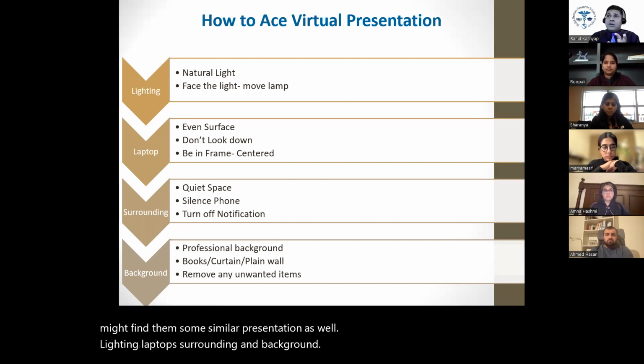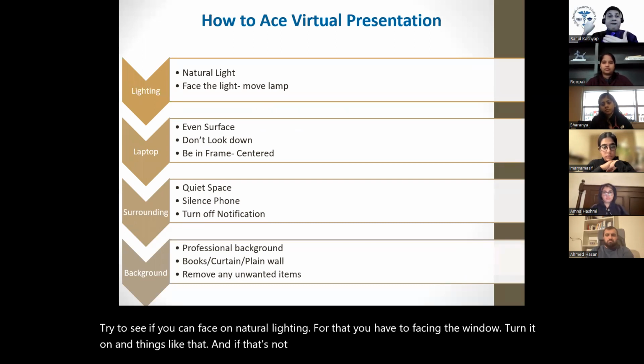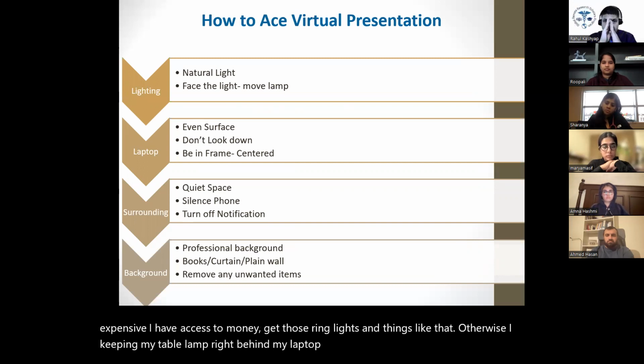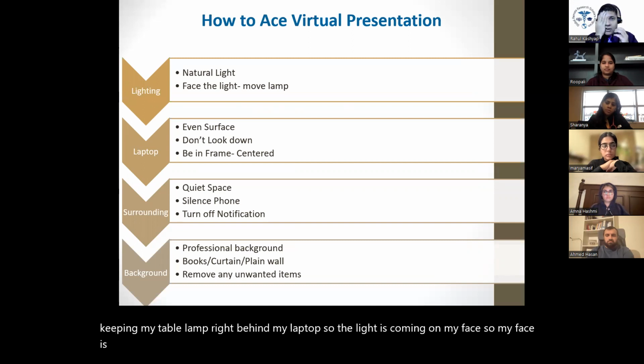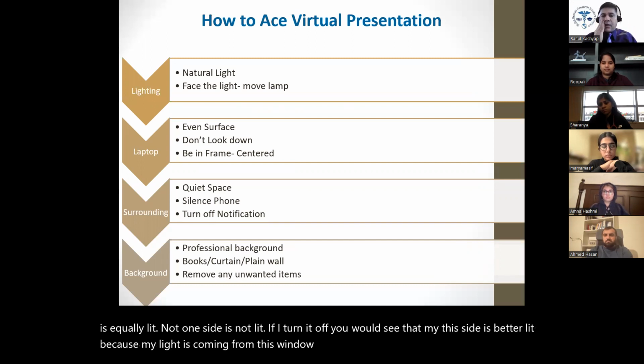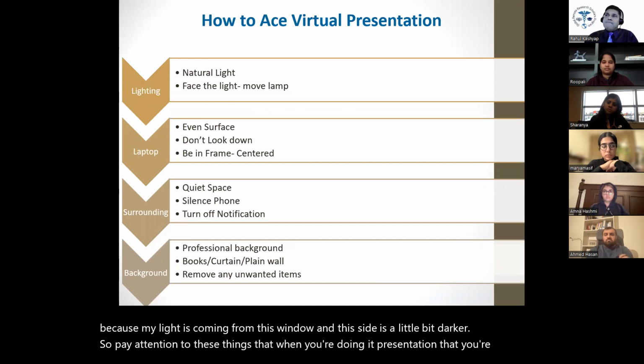Try to see if you can face natural lighting. For that, you have to face the window, turn it on and things like that. And if that's not possible, have a night lamp facing you. If you can afford it, have access to money, get those ring lights and things like that. Otherwise, I'm keeping my table lamp right behind my laptop, so the light is coming on my face, so my face is equally lit, not one side unlit. If I turn it off, you would see that this side is better lit because my light is coming from this window, and this side is a little bit darker. So pay attention to these things, that when you're doing a presentation, you're equally lit.